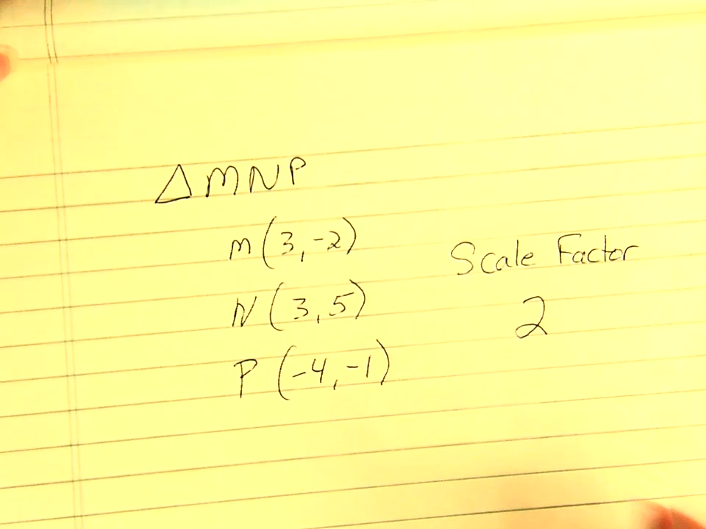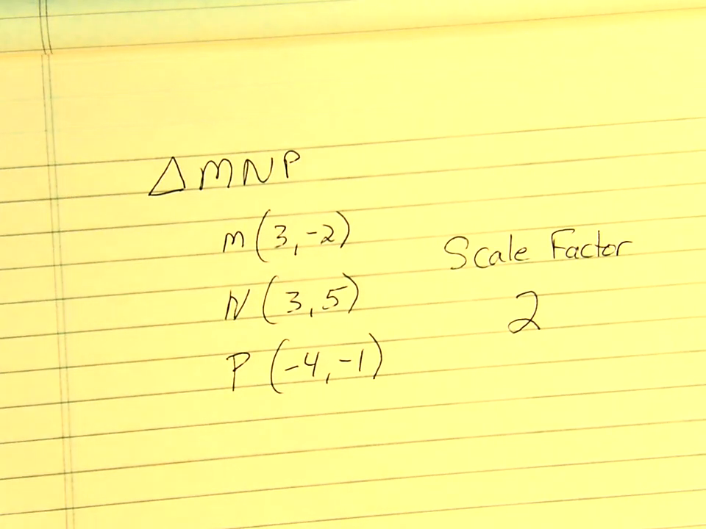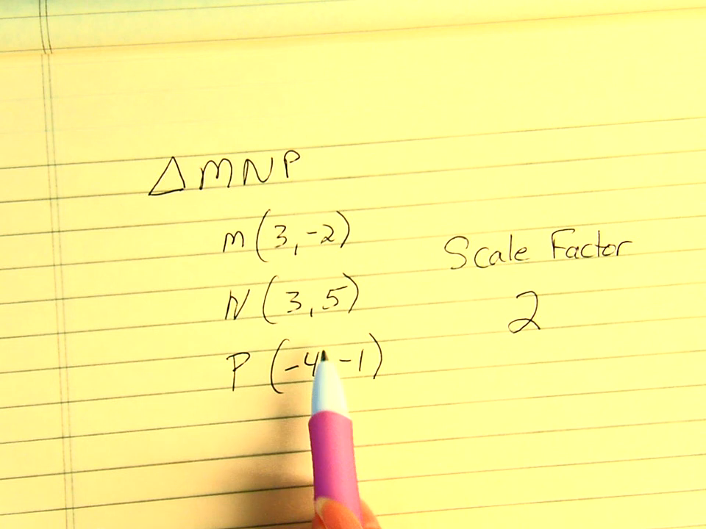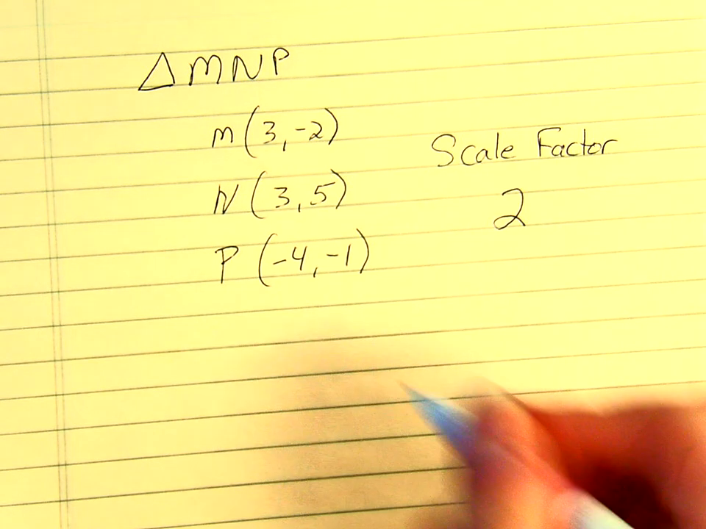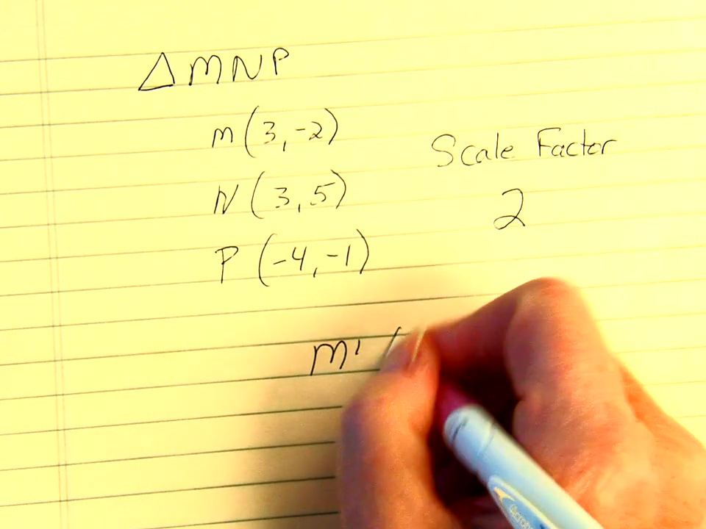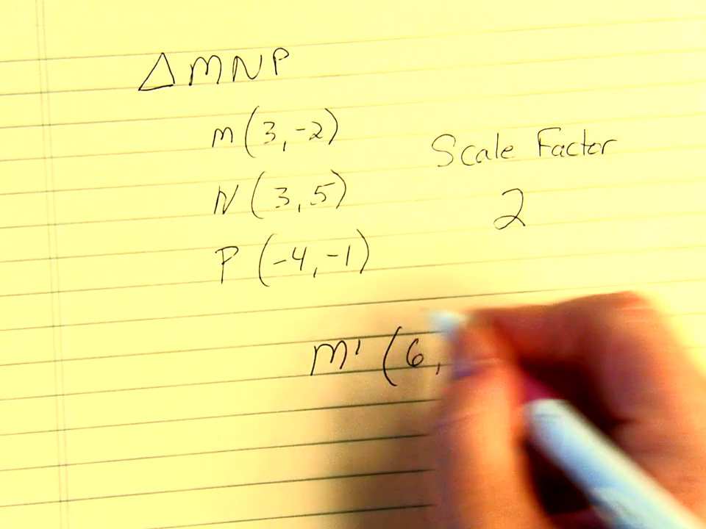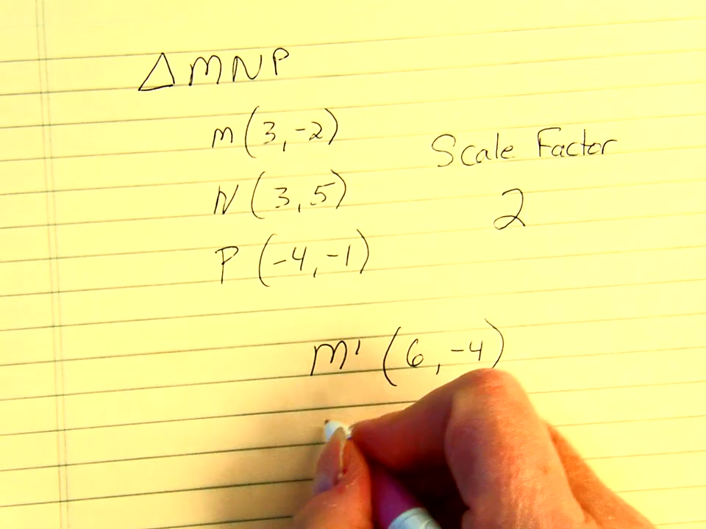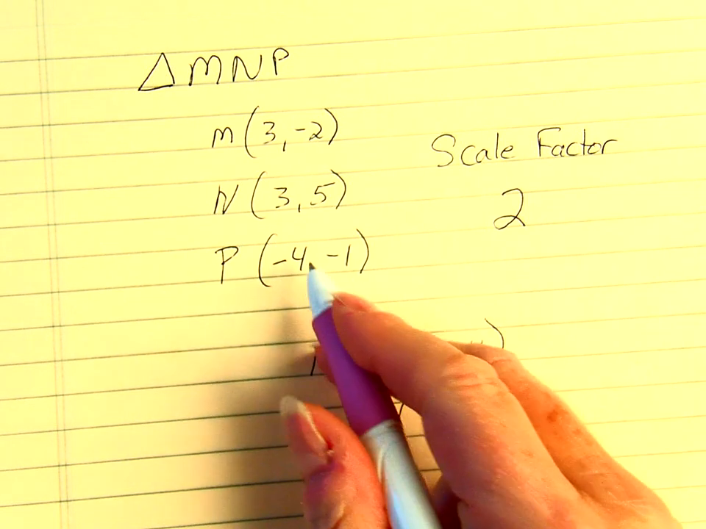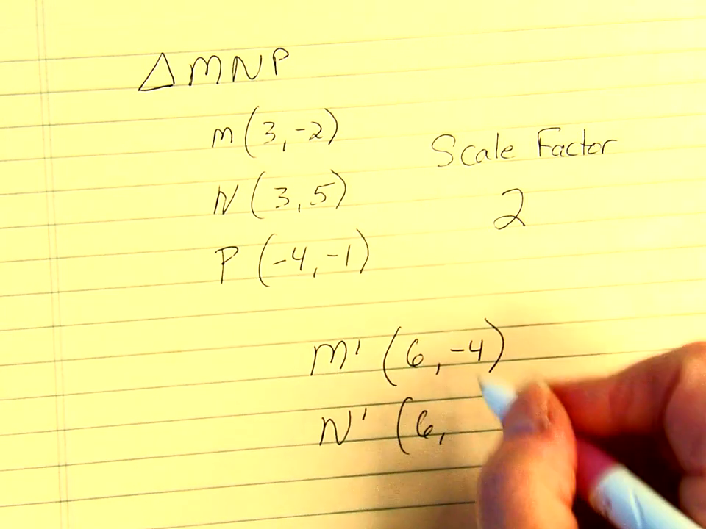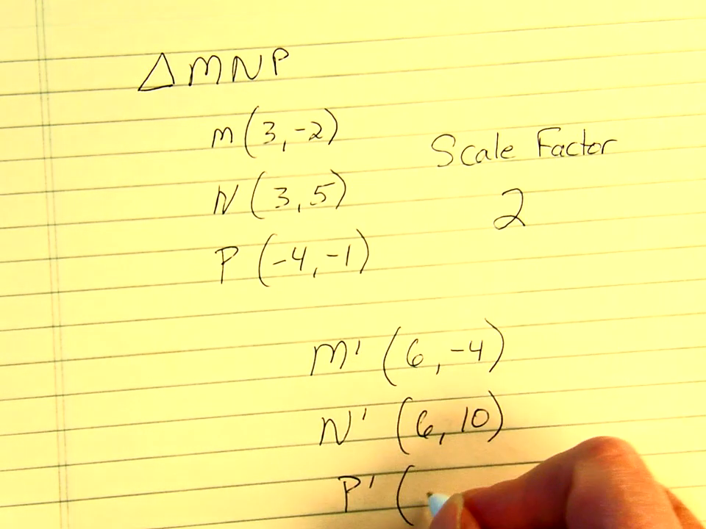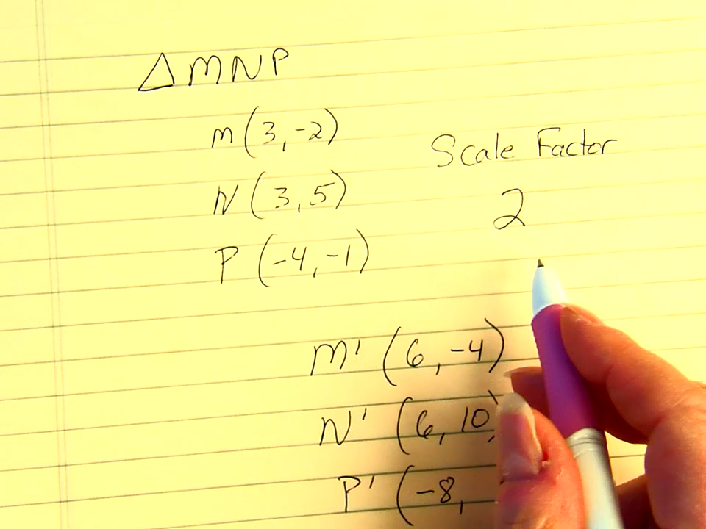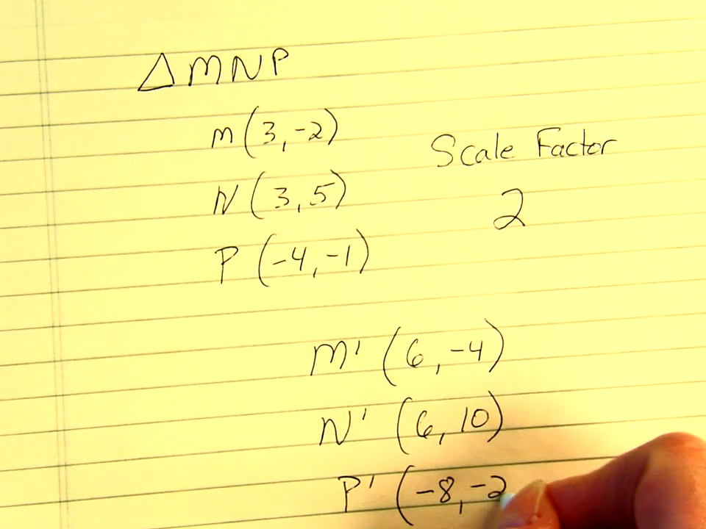So my scale factor is 2. So what I am actually going to be doing is I'm going to take every single one of these numbers and I'm going to multiply it by that scale factor of 2. So what that's going to give me is M prime, 2 times 3 is 6, 2 times -2 is -4. N prime, 2 times 3 is 6, 2 times 5 is 10. And P prime, -4 times 2 is -8, and -1 times 2 is -2.